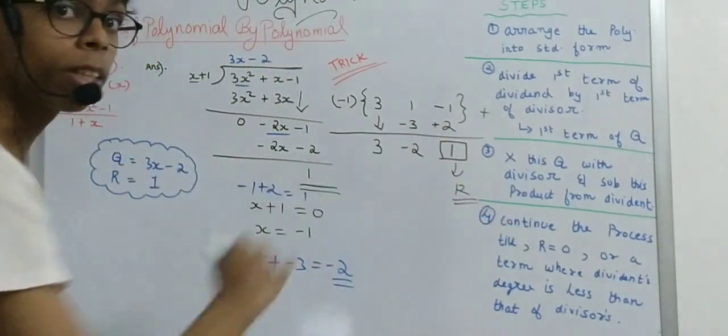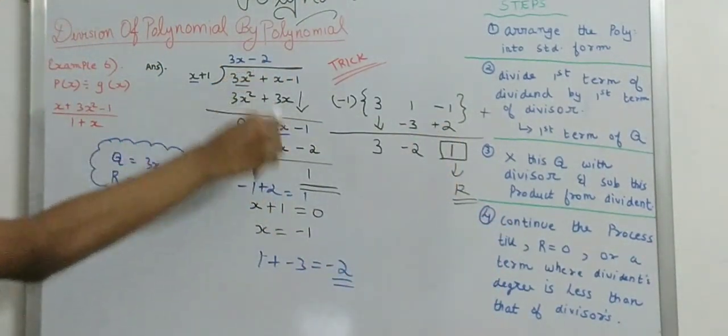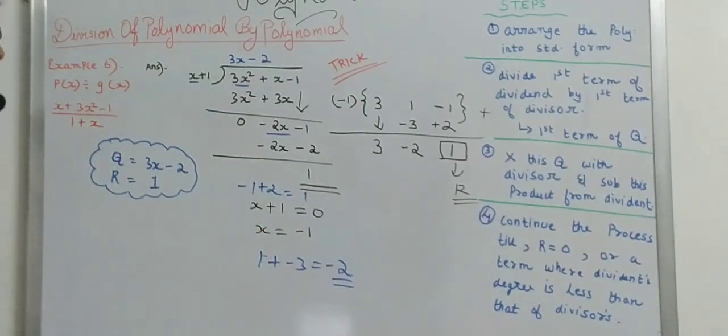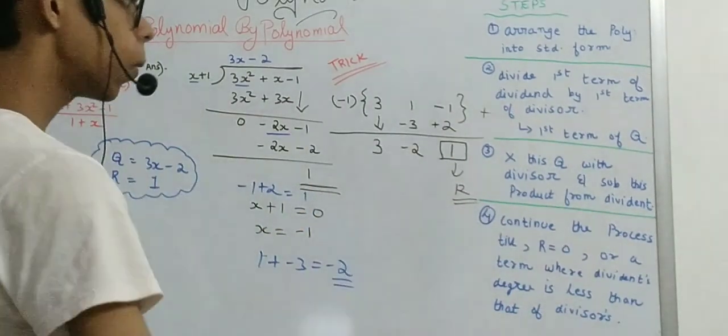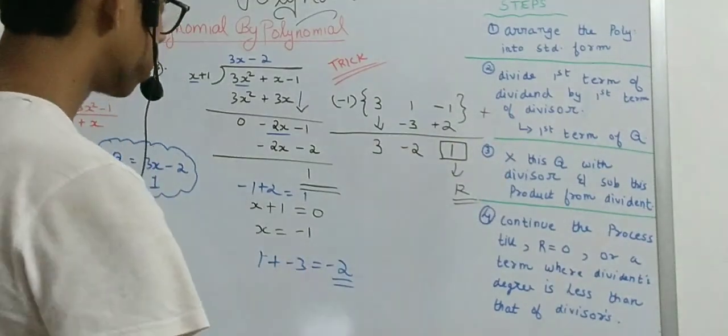Okay, the last term that you will be getting will be the remainder. Here also, when we did the long division, we got a remainder equal to 1, isn't it? R is equal to 1. So always the last term that you will be getting will be your remainder.